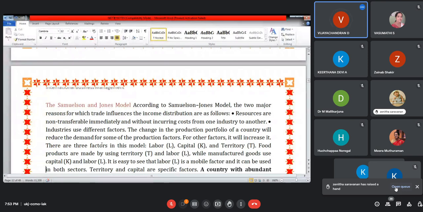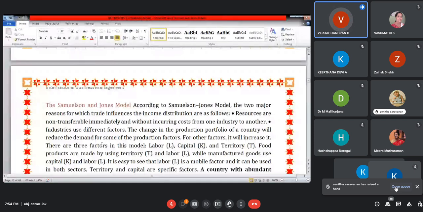For the Samuelson-Jones model, the keyword I'm giving is factor theory, factor of production theory. In the case of international trade, the trade is based on the non-transferable factor available in one country. See, land you can't transfer, but capital or labor you can transfer. There will be mobility of factors between the two countries, whereas certain factors you can't move to other countries.